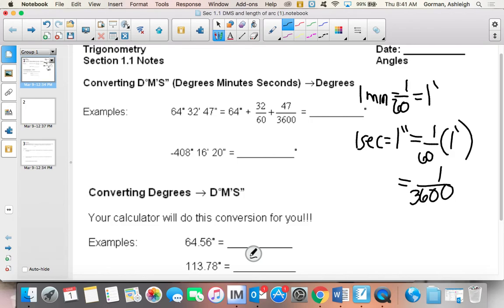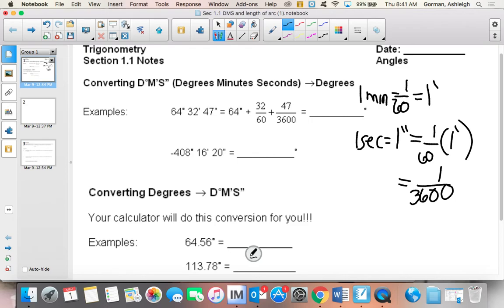So if I'm given something in degrees, minutes, and seconds mode, so given here, and I want to write it just in standard degrees, well, the first one, 64 degrees, that's just going to be our 64. 32 minutes, well, I know there's 60 minutes in 1 hour, so I have 32/60ths of a degree. And then here, with 47 seconds, that is 47 over 3,600, or 3,600ths of a degree.